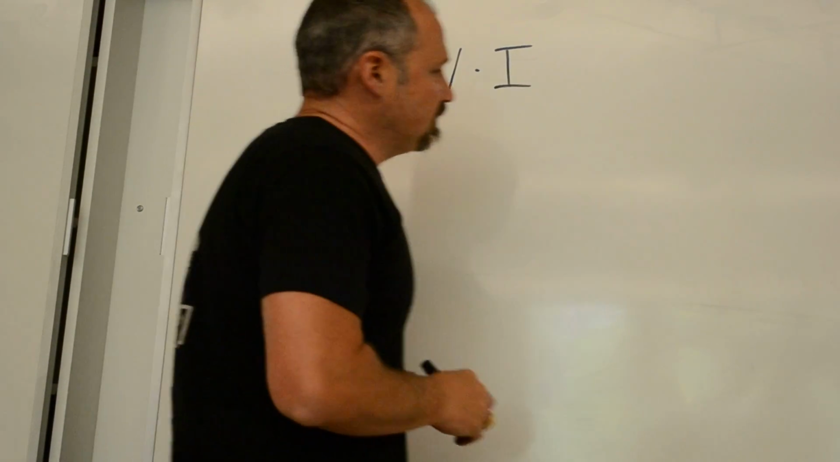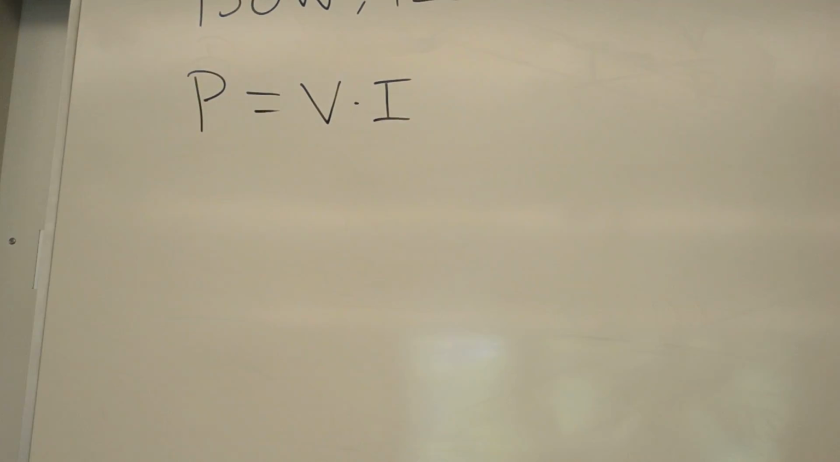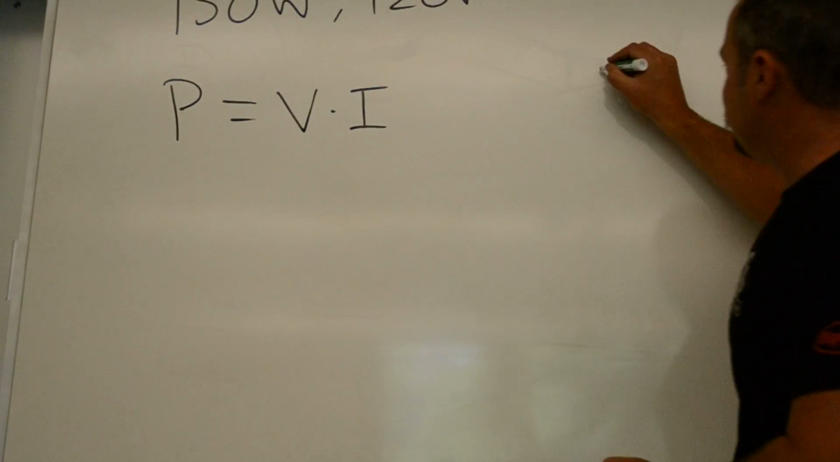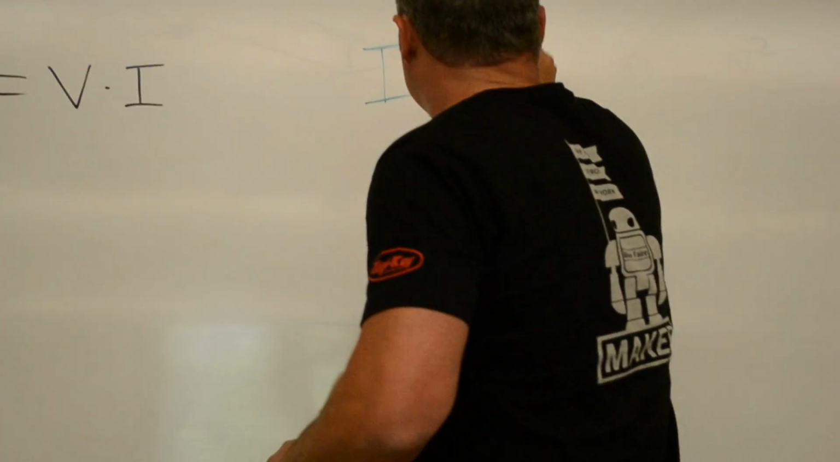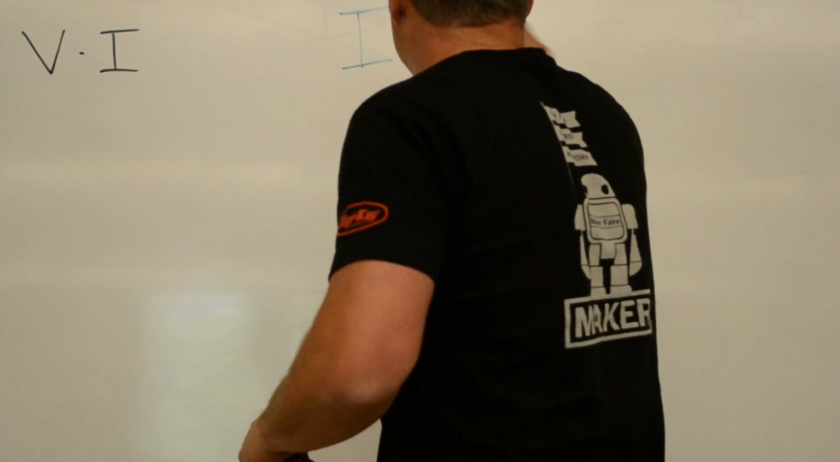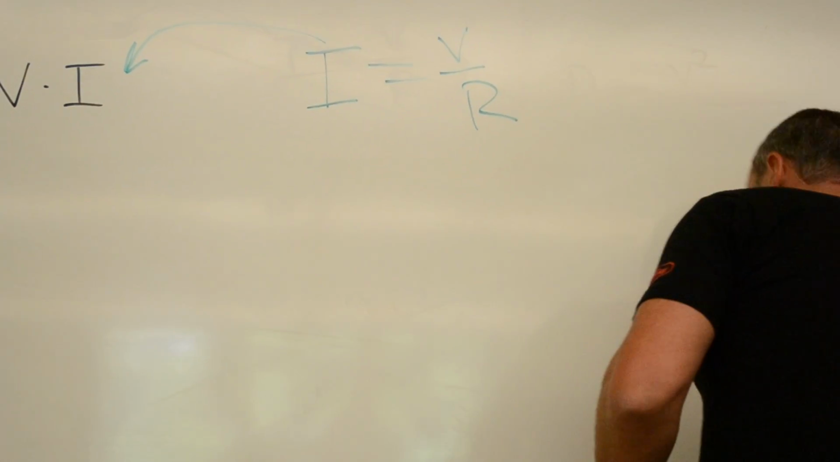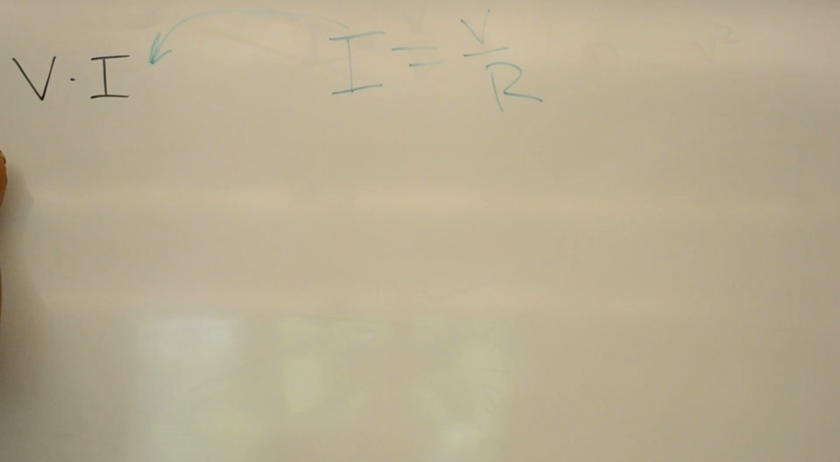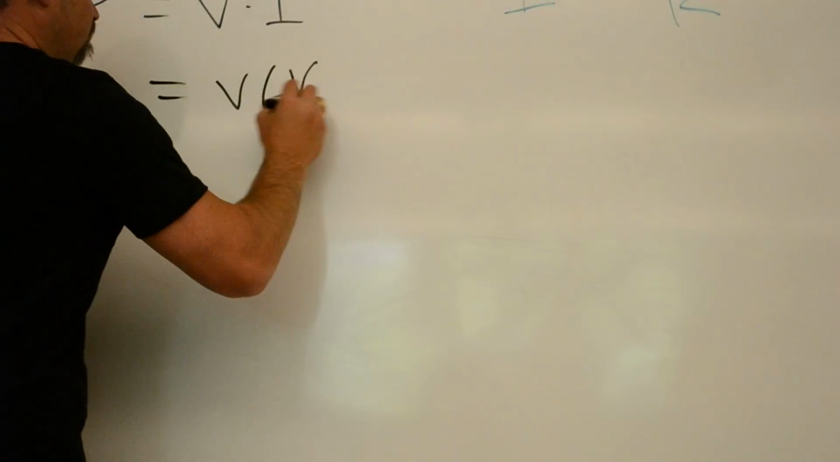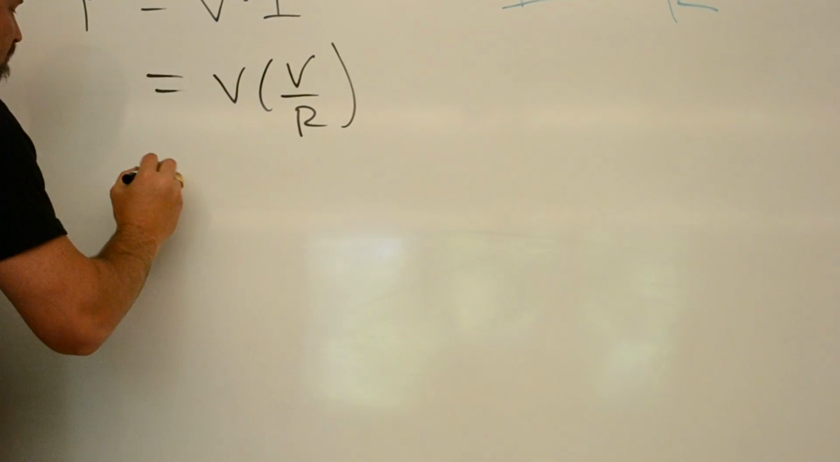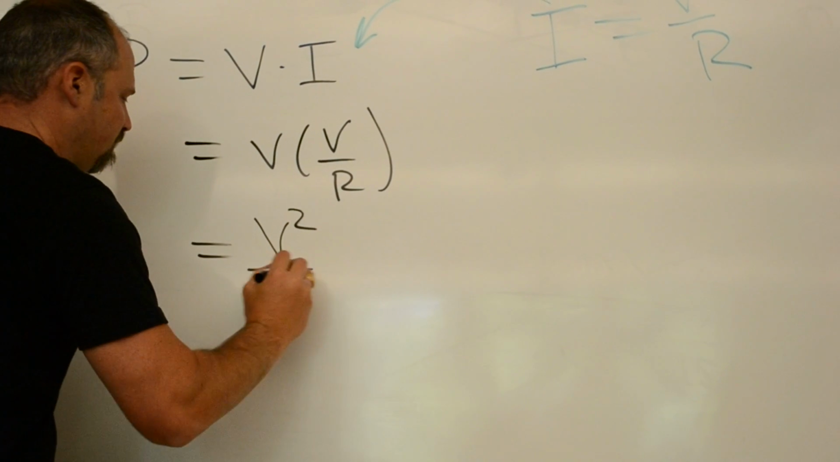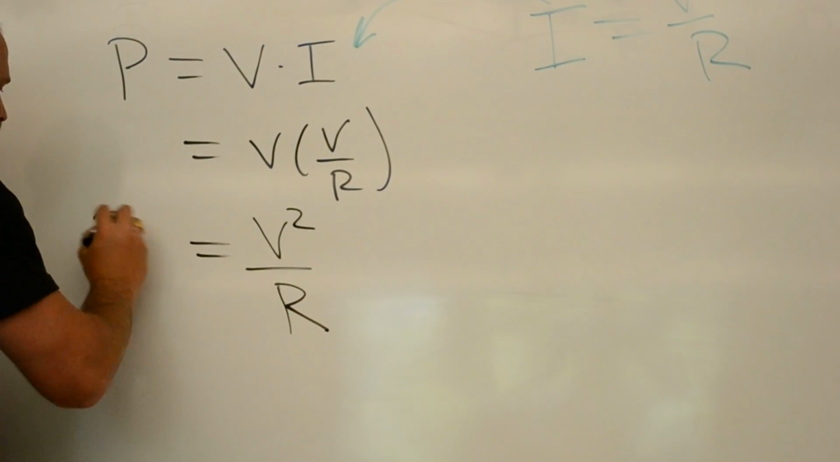Well, this is the power equation, but we also know Ohm's law, and Ohm's law tells us that the current is equal to the voltage divided by the resistance. We can plug in here for current, and then we get power equals voltage times voltage over resistance, or in other words, the power is the voltage squared over the resistance.